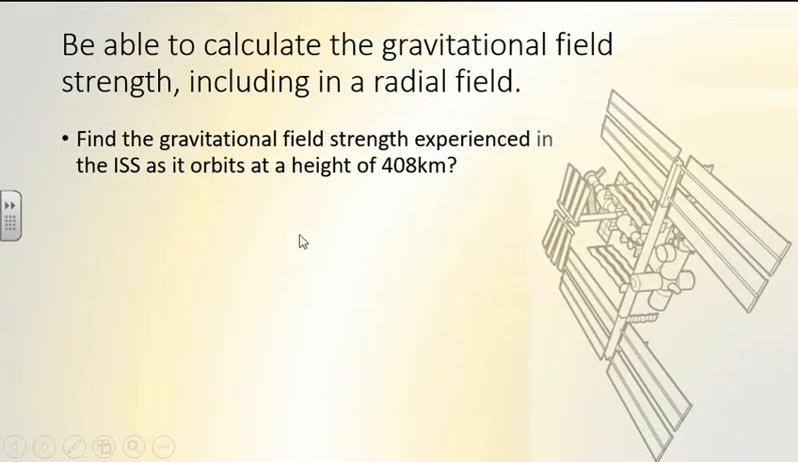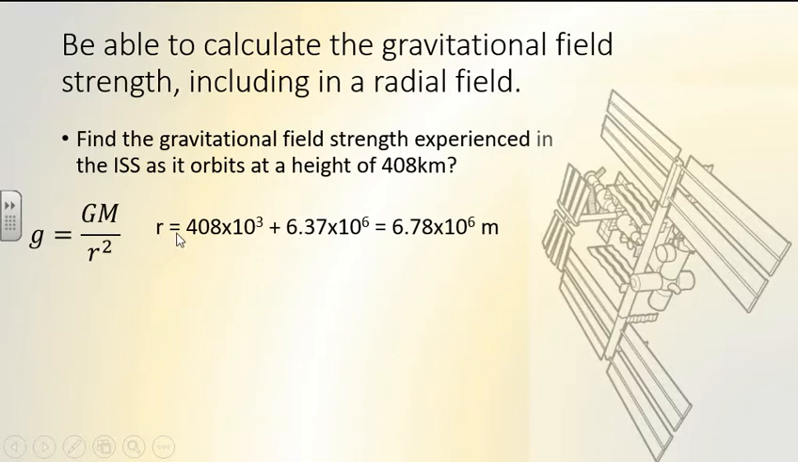Now, you need to be able to calculate with that equation. So here's an example for you. Imagine the International Space Station orbits the Earth at 408 kilometers. Find the gravitational field strength. There's your formula, GM over r squared. Again, pause the video, have a go at calculating it, and see whether you end up in the same place.